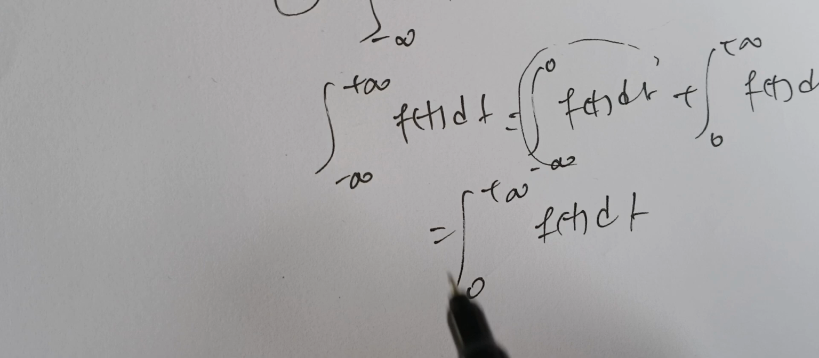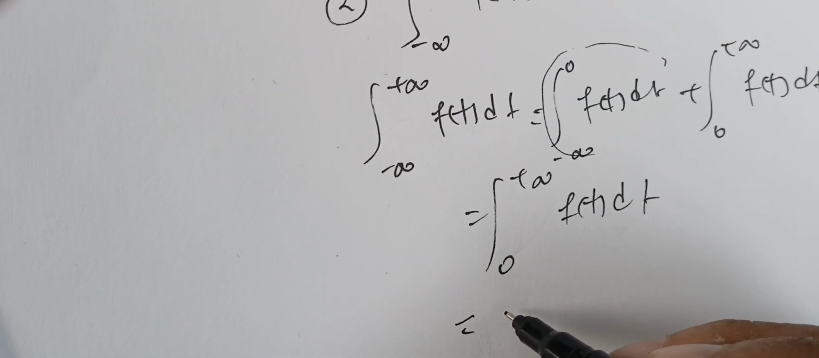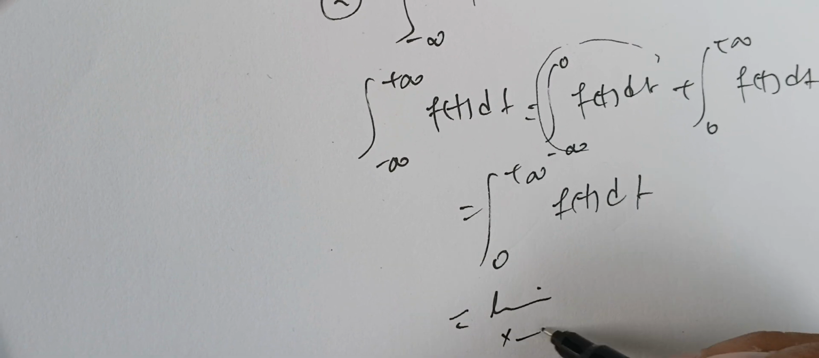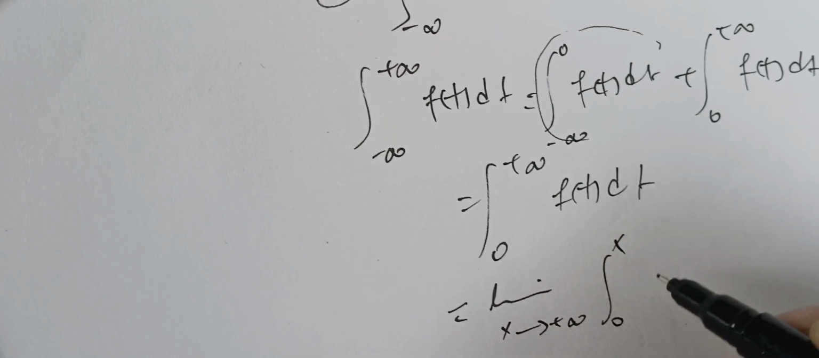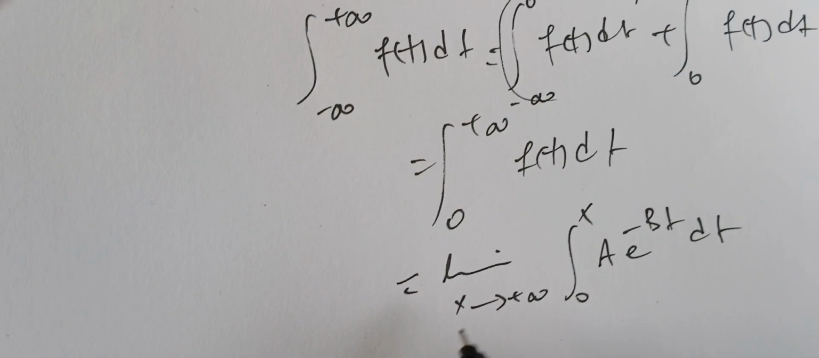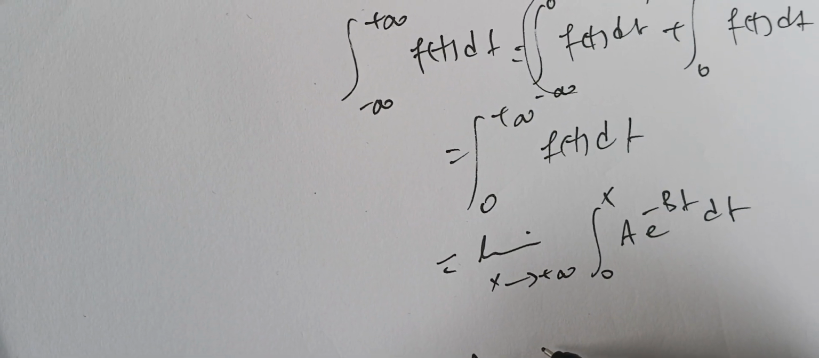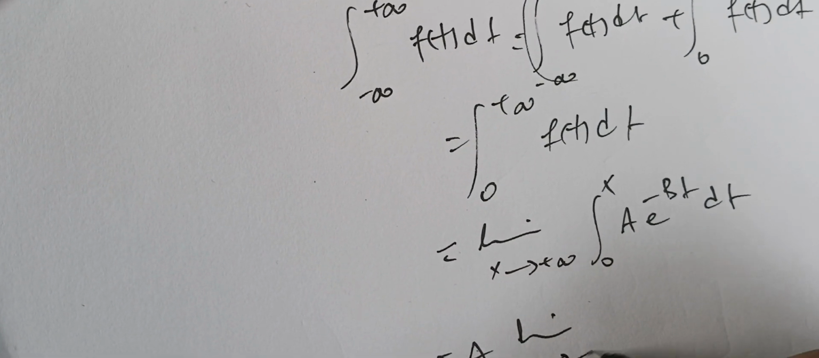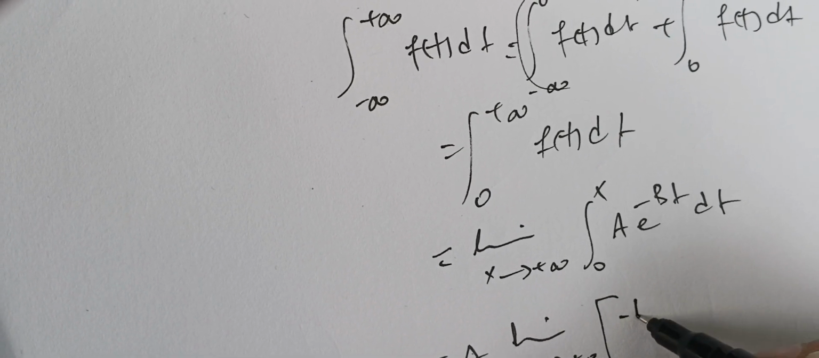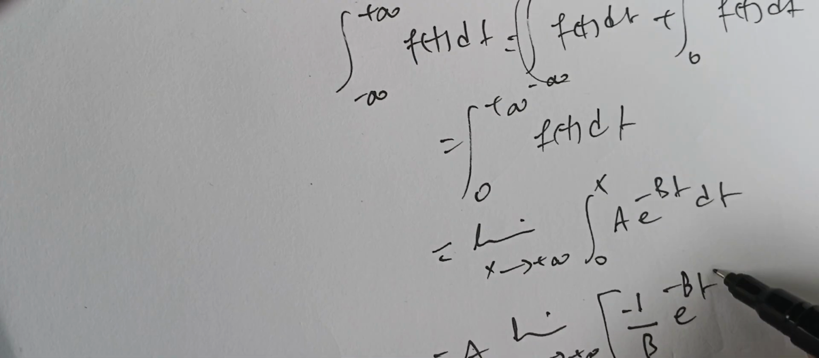and infinity. And using the definition of the improper integral, we have here the limit as x goes to infinity of this integral, a e to minus bt dt. Okay, here a is a constant. We take it outside, and it's easy to see here that this one is just minus 1 over b e to minus bt between 0 and x.